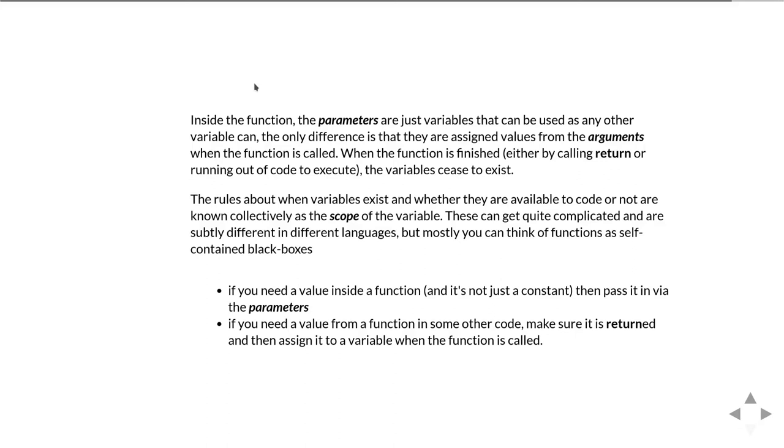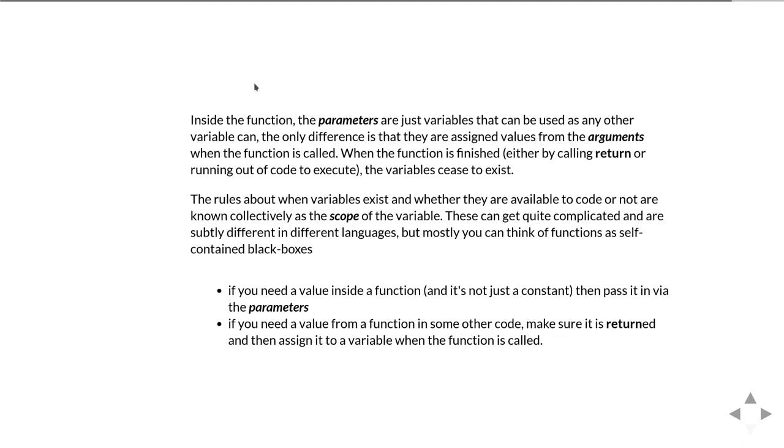The rules about when variables exist and when they're available to code to look at is known as the scope of a variable. These get quite complicated, and they're subtly different between different programming languages. But mostly, you can think of functions as entirely self-contained black boxes. So if you need to pass a value into a function, and it's not just some constant, then you pass it in via the parameters. If you need to get a value out of a function, then you need to return it with a return statement, and then assign it when the function is called. You need to assign that return value to a variable outside of the function when you're calling it.